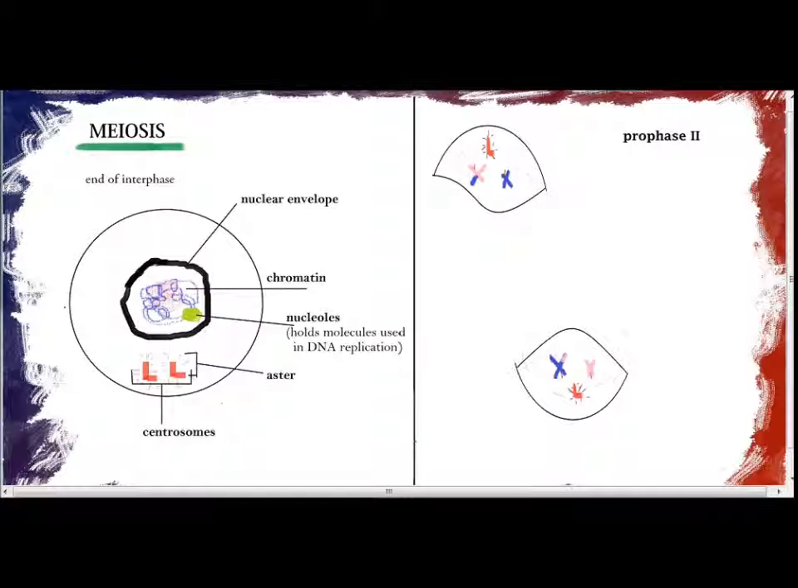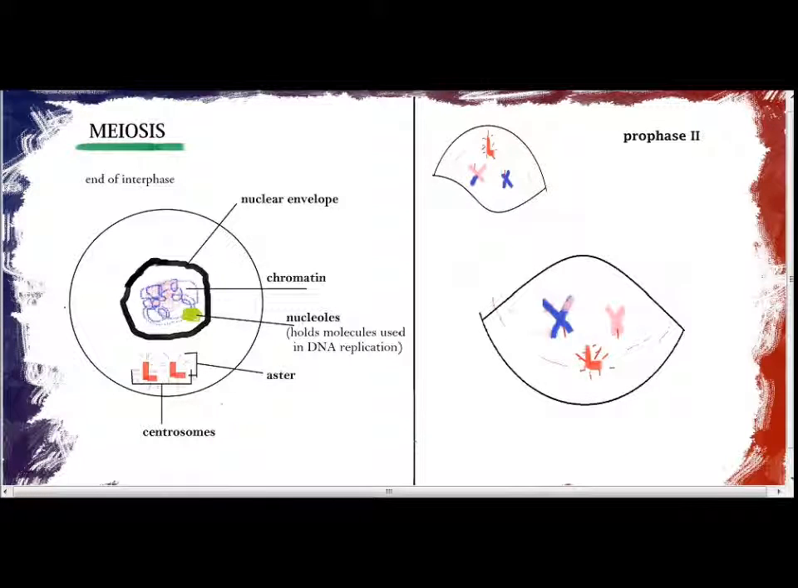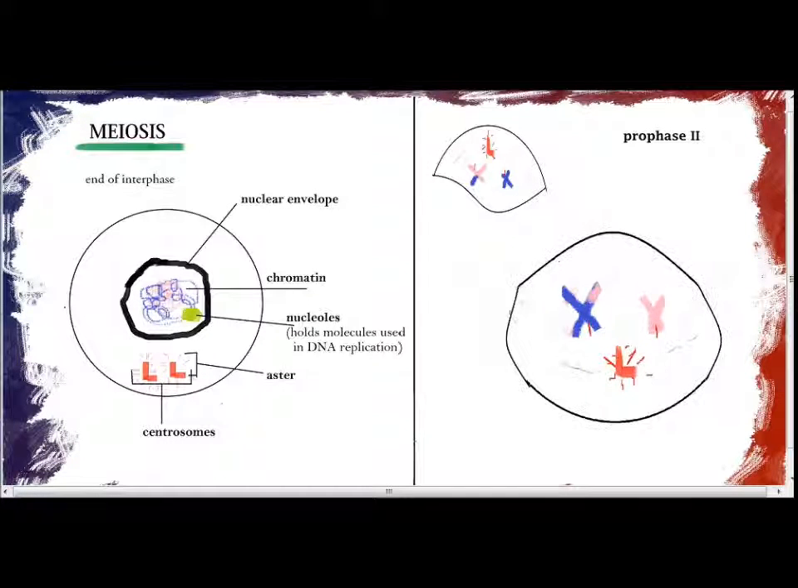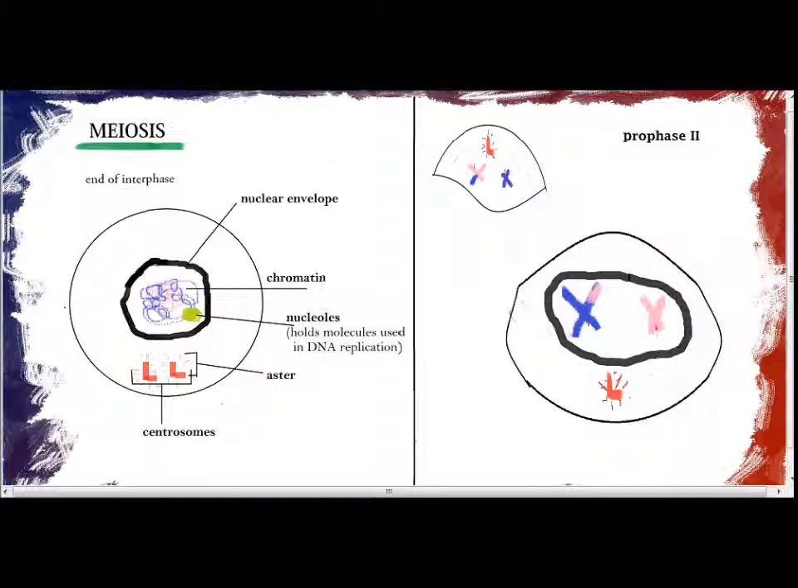And then we go back to prophase, but this time it's prophase 2. I'm just going to focus on one of the cells that came out of telophase 1, so I'm just going to expand that and we'll look at what happens there. So the nuclear envelope is once again there. The aster is duplicated, so you now have 2 of them. And once again, the centrosomes move to opposite poles of the cell.